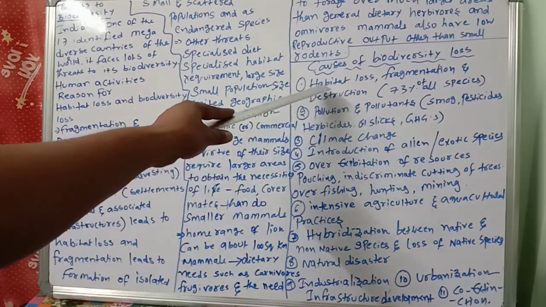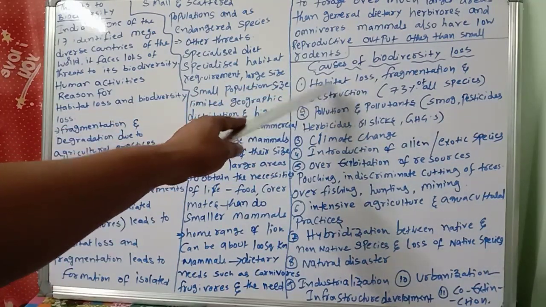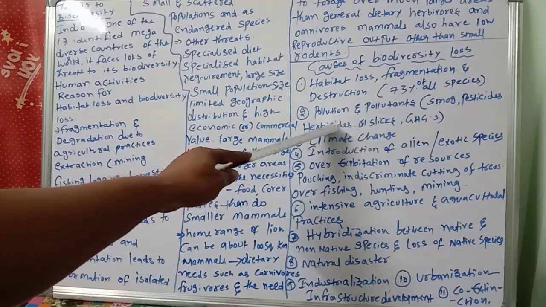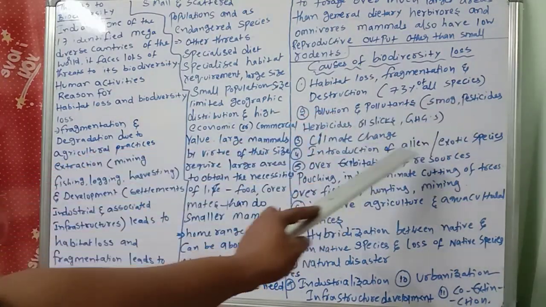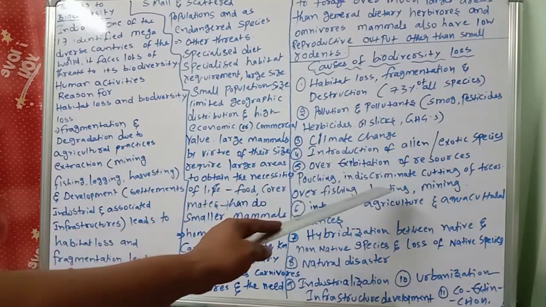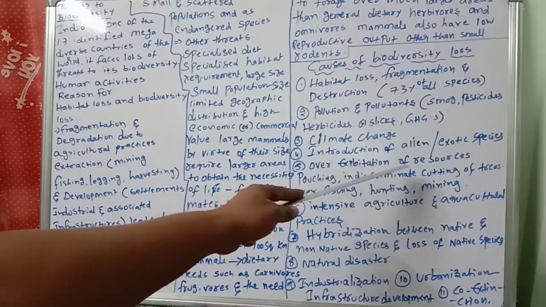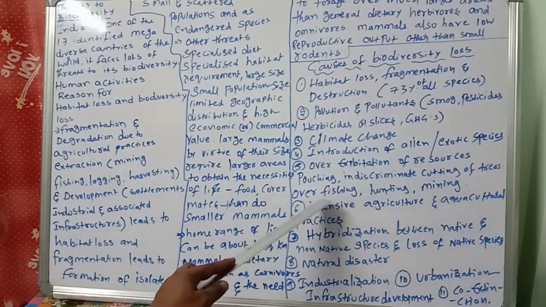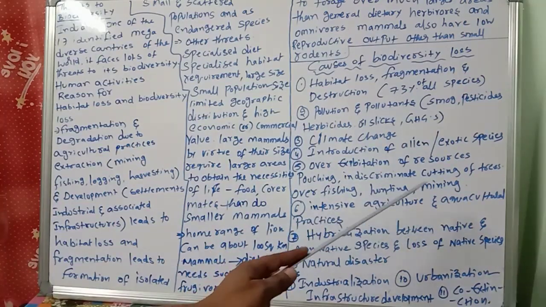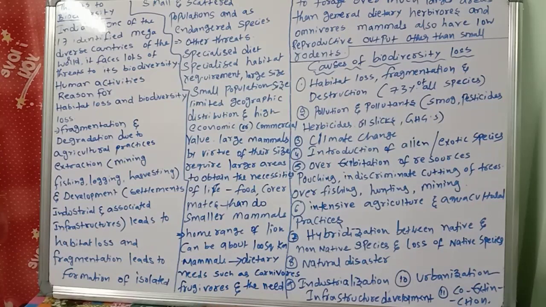So like this: habitat loss, fragmentation, destruction, pollution, pollutants, herbicides, oil slicks, greenhouse gases, smoke, pesticides, climate change, introduction of alien exotic species, over exploitation of resources, poaching, indiscriminate cutting of trees, overfishing, hunting, mining, intensive agriculture and aquaculture practices, hybridization between native and non-native species and loss of native species, natural disasters, tsunamis, cyclones, earthquakes, industrialization, urbanization, infrastructure, co-extinction. These all are the main causes of biodiversity loss.